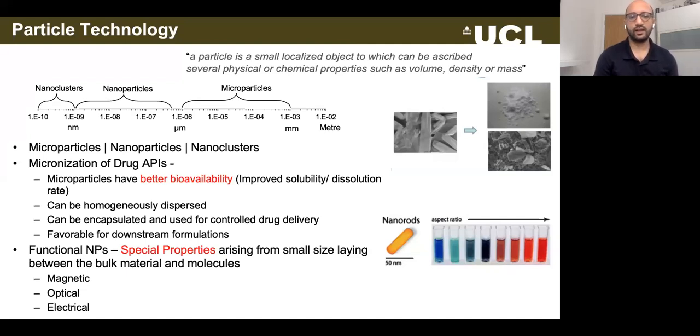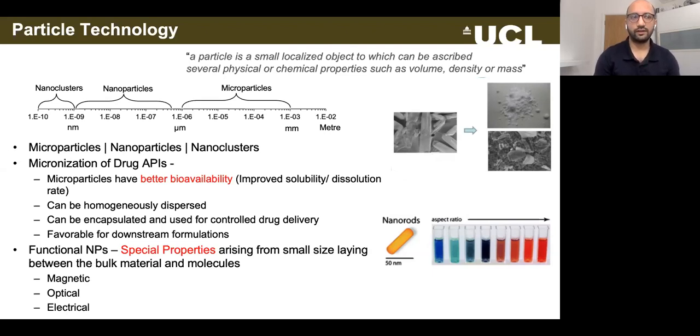So based on size, there are 3 main types of particles we deal with: microparticles, nanoparticles, and nanoclusters. But why do we need these different types of small particles? What benefit do we get from that? First, we talk about microparticles. The main benefit of micronizing bulk chemicals to microparticles is that with reducing size, their interfacial area increases. With increased interfacial area, the solubility of the particle increases.